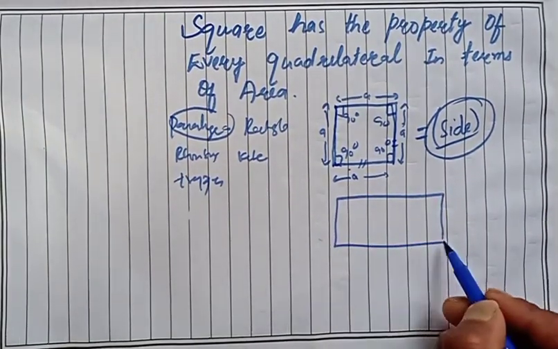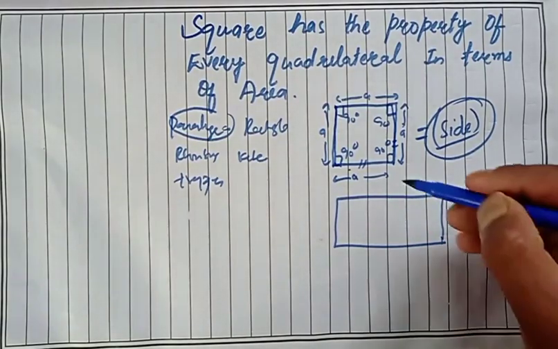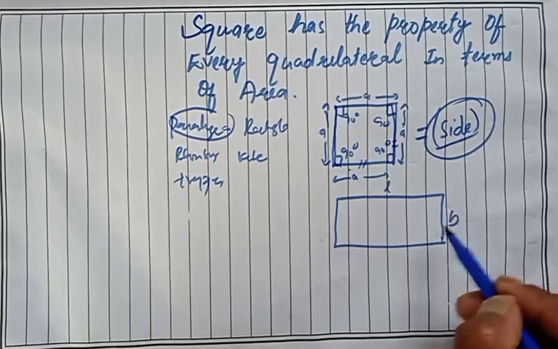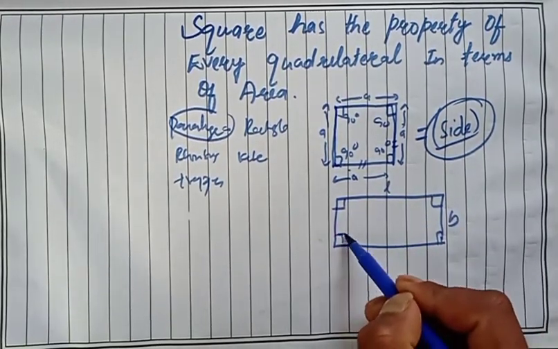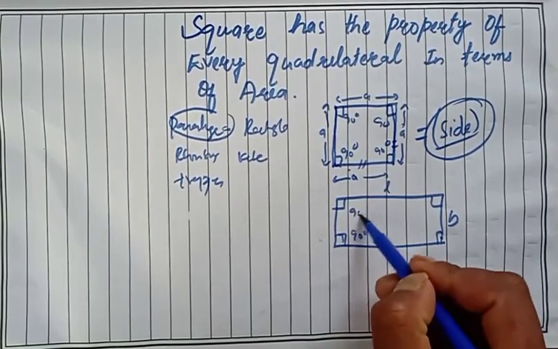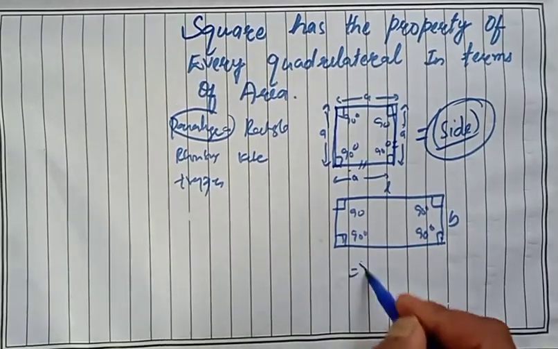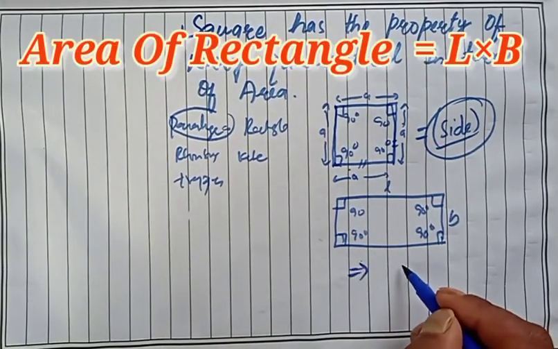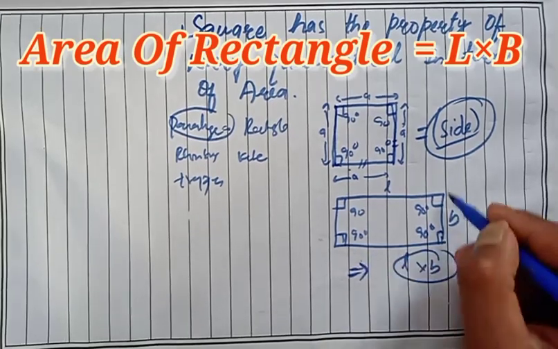And in the case of a rectangle, we know that a rectangle has different dimensions compared to the square, as it has length and breadth, but each angle of the rectangle is also 90 degrees like the square. 90 degrees, 90 degrees and 90 degrees. So the area of this rectangle is equal to length into breadth, this side and this adjacent side.